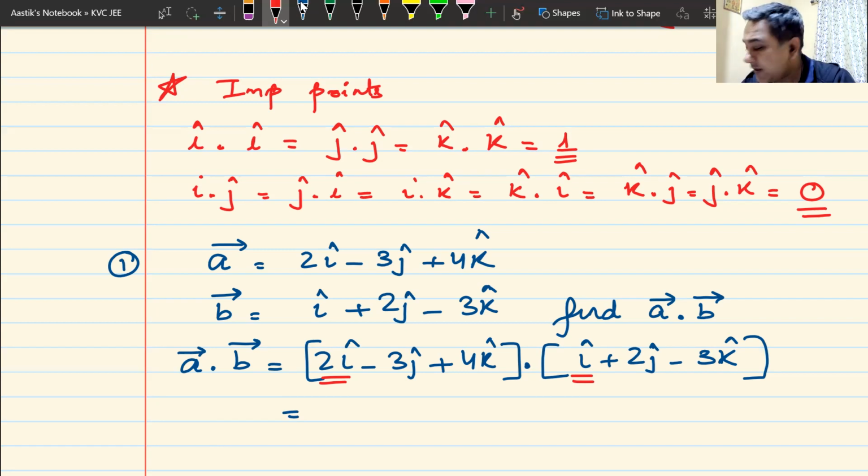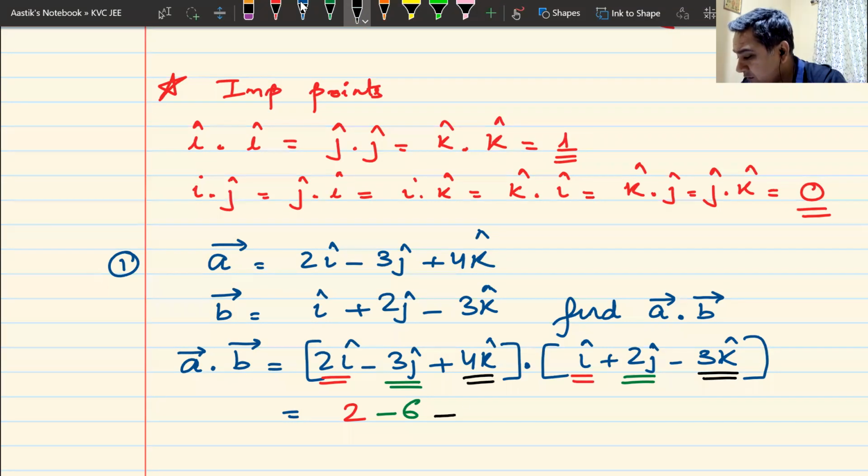How do I do it? 2I dot I, I dot I is 1, so 2. Now, the rest of everything dotted with I will be 0, so I don't have to do it. So what next will I do? I'll use a different color pen. I'll just have to dot minus 3J with this. J dot J is 1, minus 3 into 2 is minus 6. Now the third one, I just need to do K with K. K dot K is 1. 4 into minus 3 is minus 12. And you can just add these numbers and you will get your final answer, which is minus 16. Am I clear?